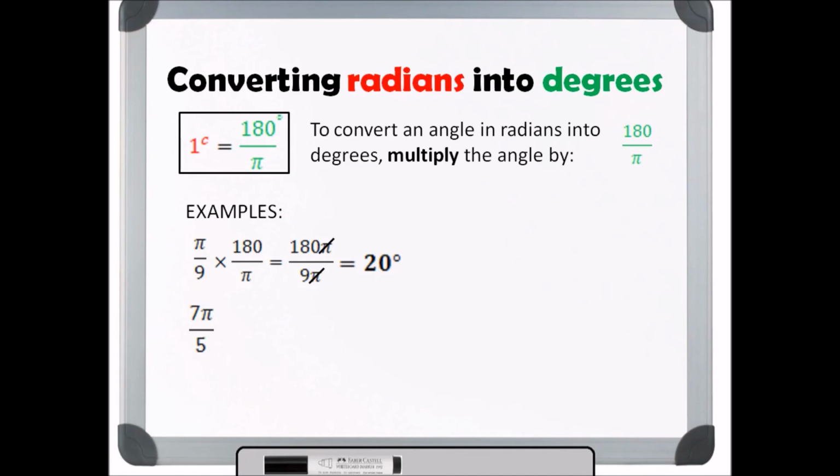Let's try another example. For 7 pi on 5 radians, we need to convert into degrees by first multiplying by 180 over pi. This simplifies into 1260 pi over 5 pi, and again we can cancel out the pi's and simplify this into 252 degrees. And that's it.